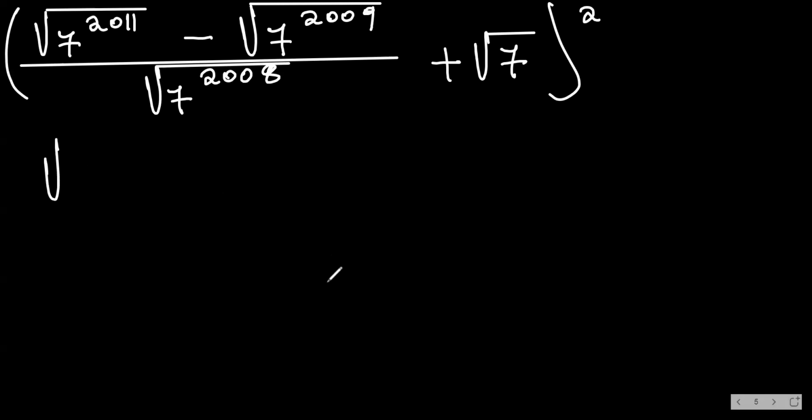This 2011, we can write it as 2008 plus what? Plus 3. Yes, that's what we can do. We just add 3 to it and we get the thing. So then we will be having 7 raised to the 2008 plus 3.